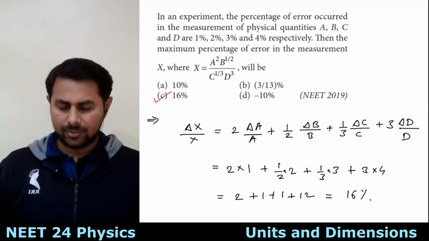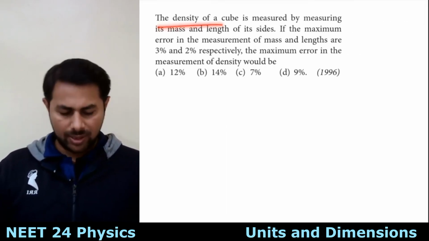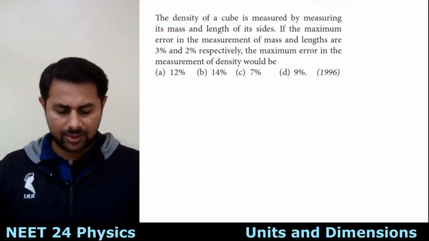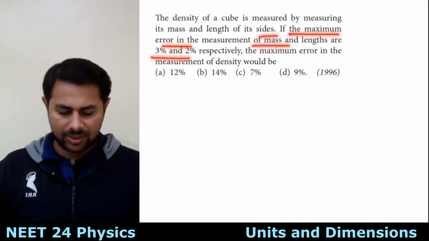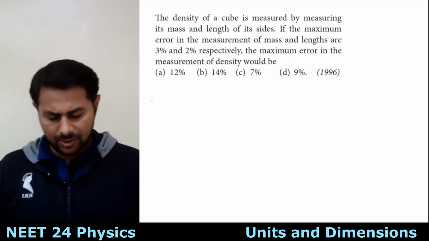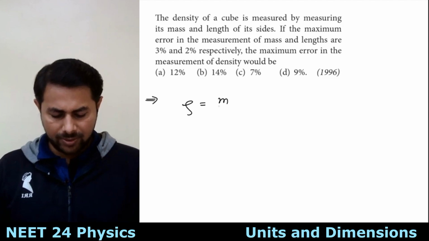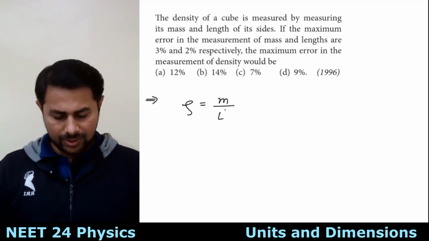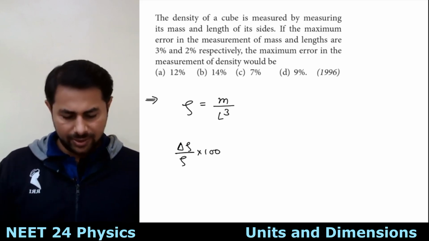Okay, good. Let's see the next one. The density of a cube is measured by measuring its mass and length of its sides. If the maximum error in measurement of mass and length are 3% and 2% respectively, the maximum error in the measurement of density would be. That is very simple. Density is mass upon volume, and volume of a cube is just L raised to 3, right? So delta rho by rho would be equal to what? And here you want percentage, so multiply by 100. Okay, it's 9. Let's check.